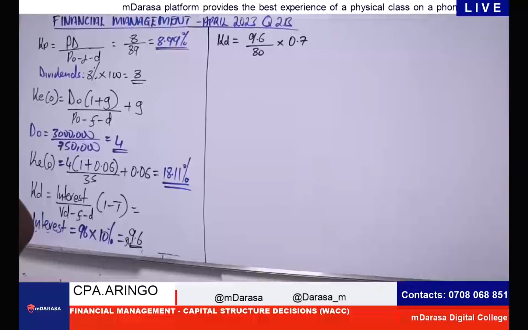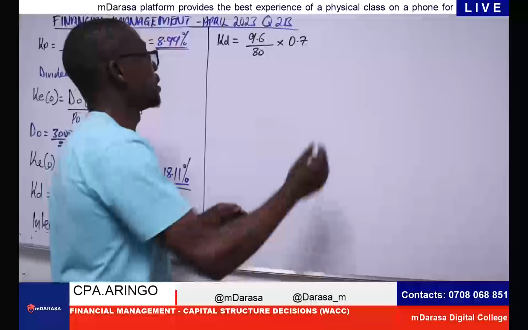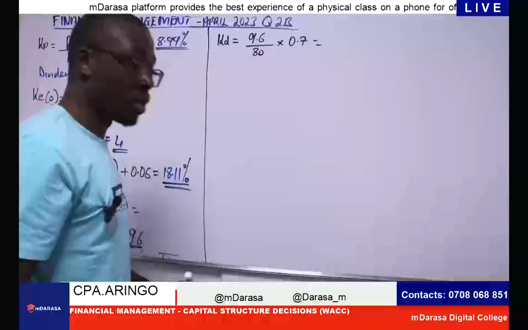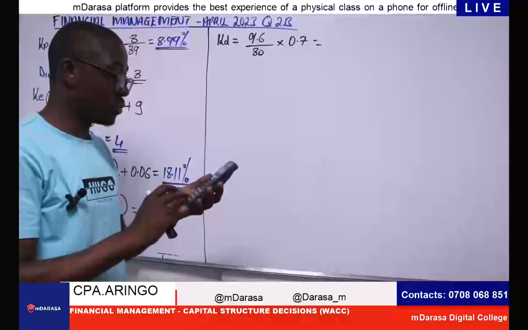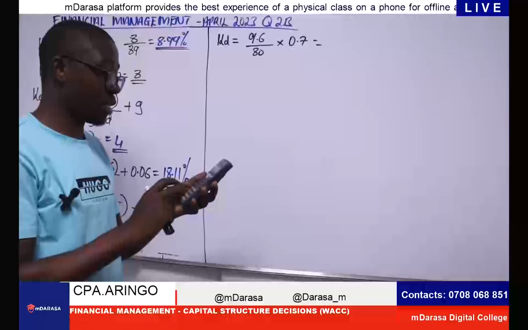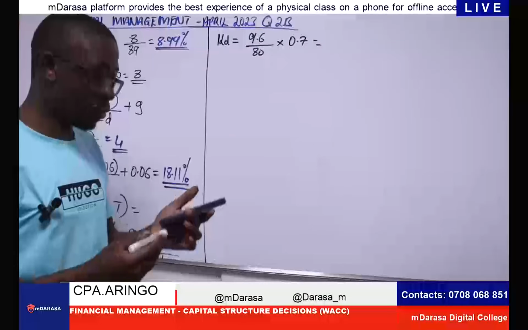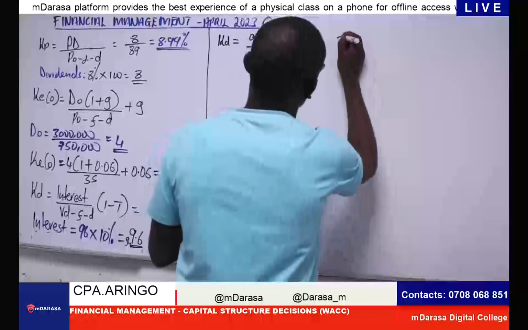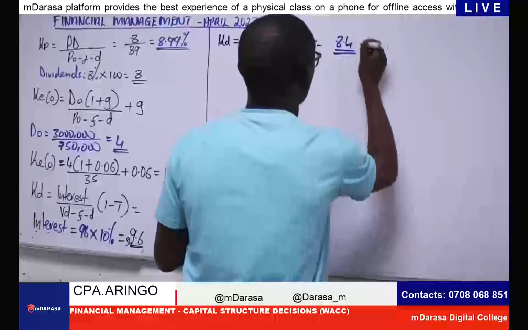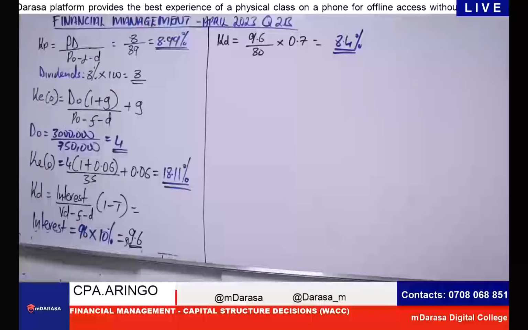So therefore, it is our agreement that when you are talking about our cost of debt, this is now what we'll be having. We take our calculator, we have 9.6 divided by 80 times 0.7, times 100, we're getting a value of 8.4%. Mwalimu is getting 8.4. I don't know if you compute, what are you getting? We're getting 8.4%. So that is our cost of debt.